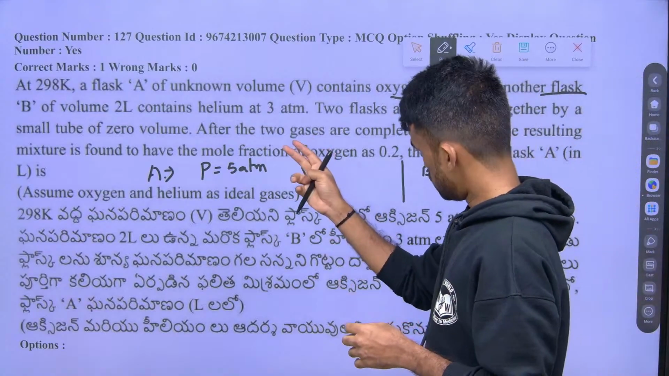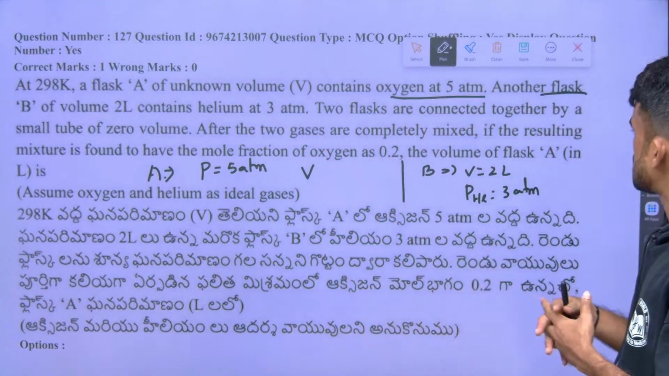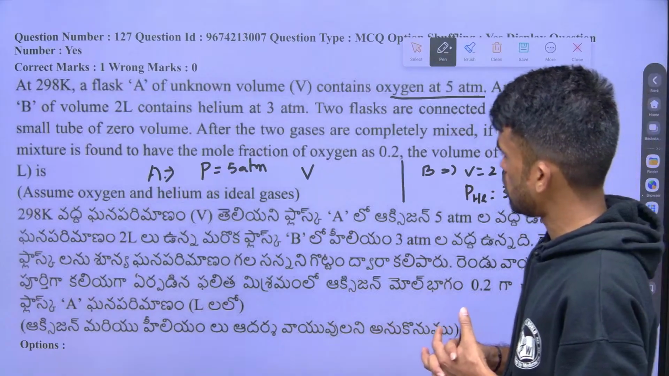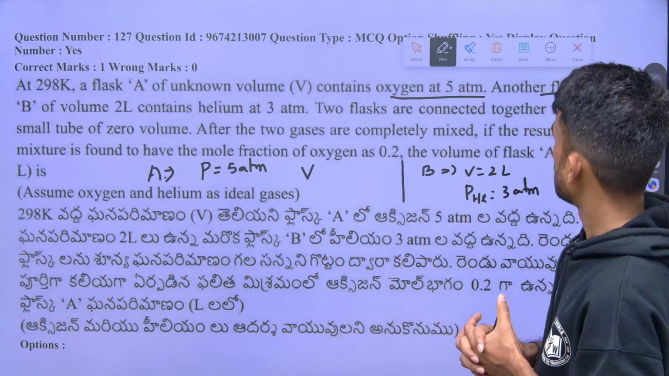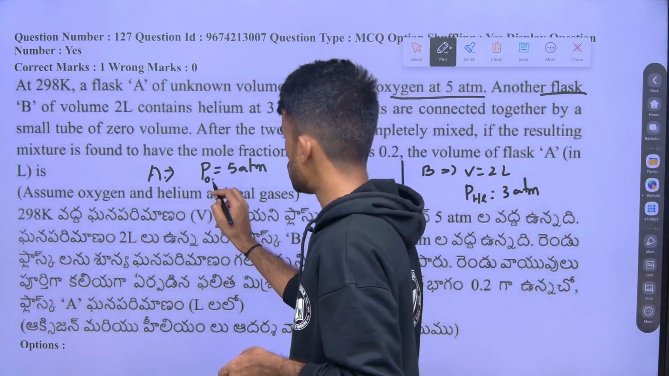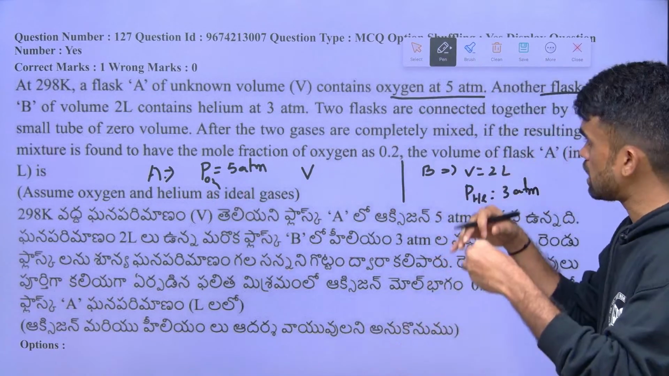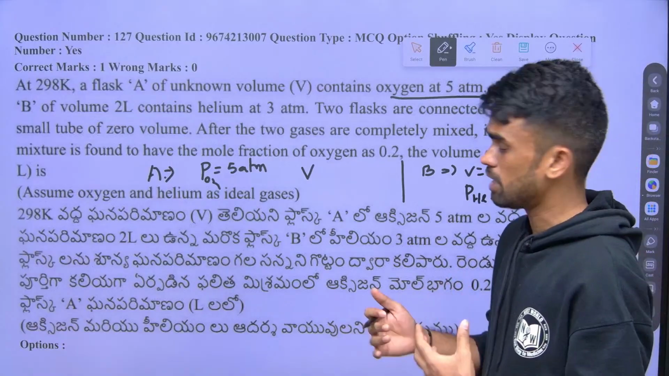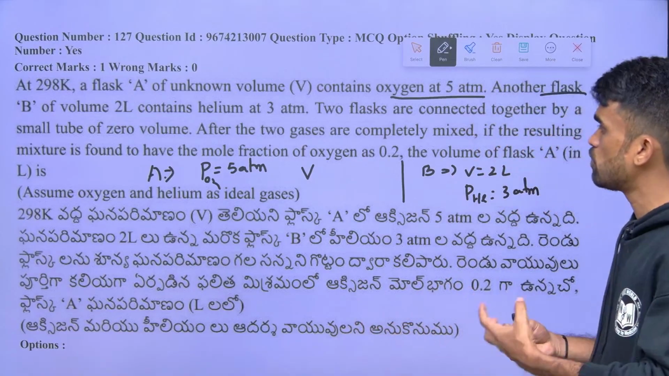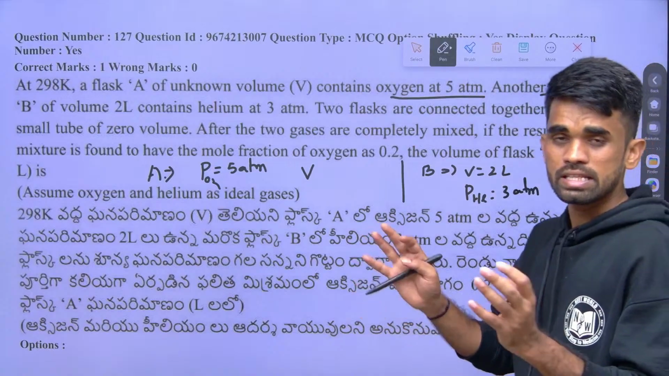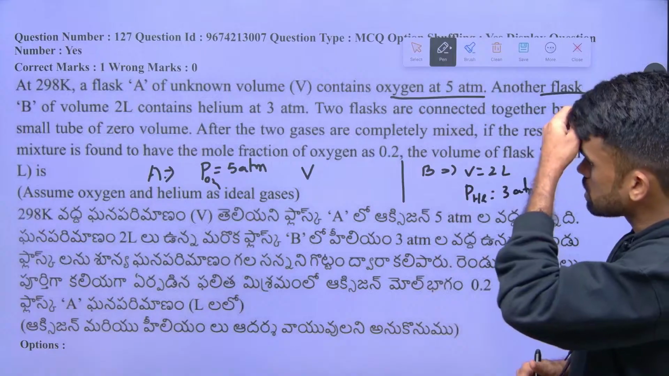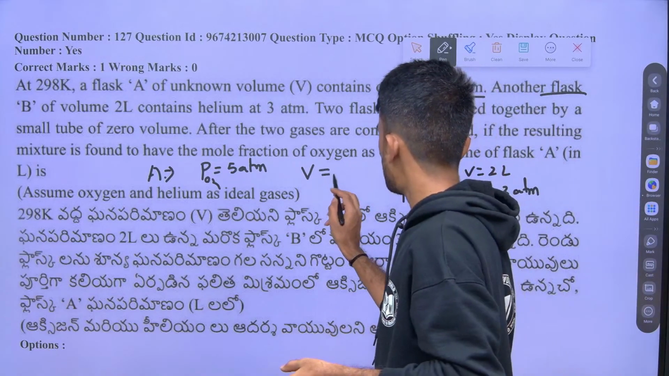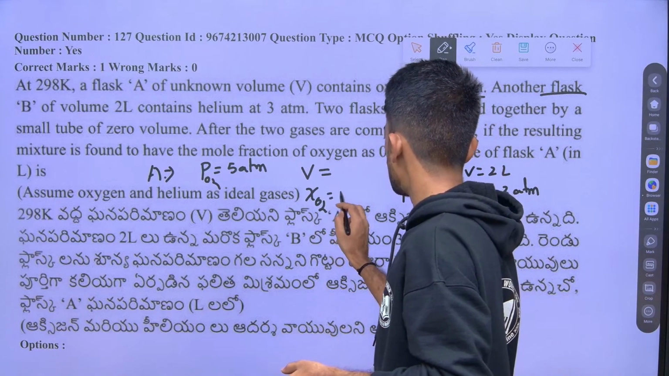After two gases are completely mixed, if the resulting mixture is found to have a mole fraction of oxygen as, okay. So this contains O2, this contains helium. So both are getting mixed. Helium is an inert gas, therefore it won't react with the oxygen. So they just mixed, no reaction between them. Now mole fraction of oxygen is mentioned as 0.2.